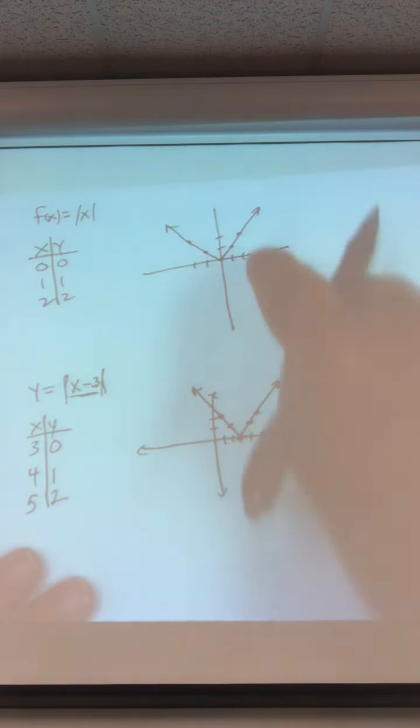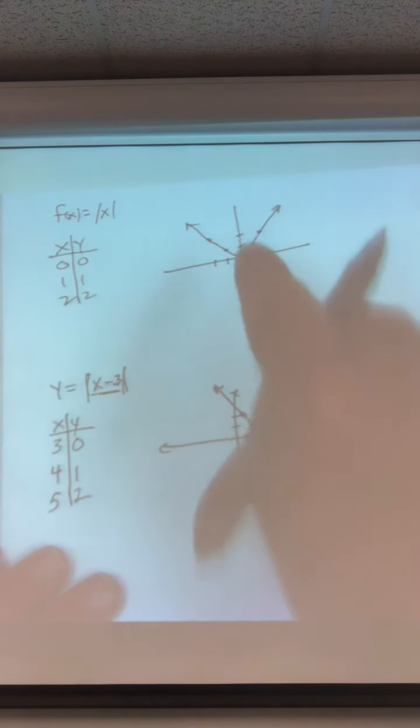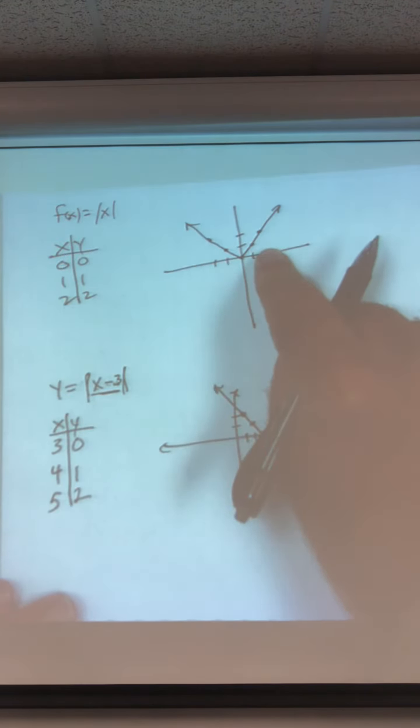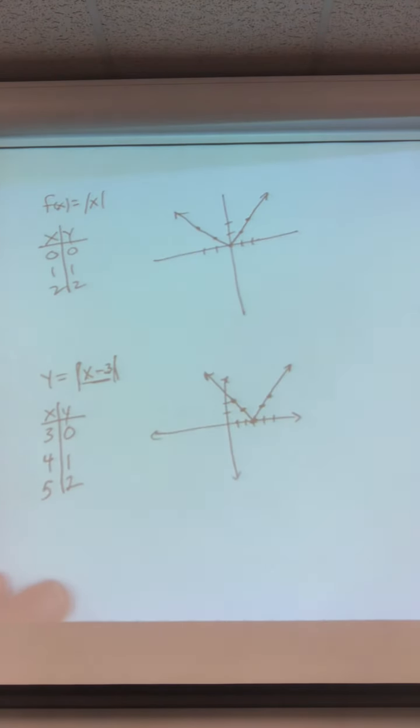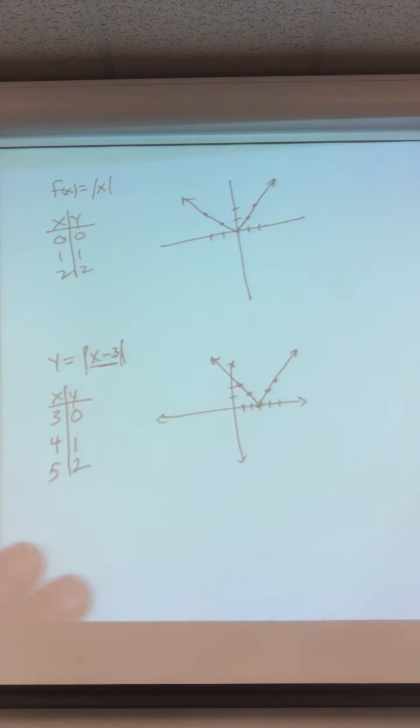So, what is the difference between this graph and this graph? This graph, if you shift it 3 units right, you get this graph. Okay?